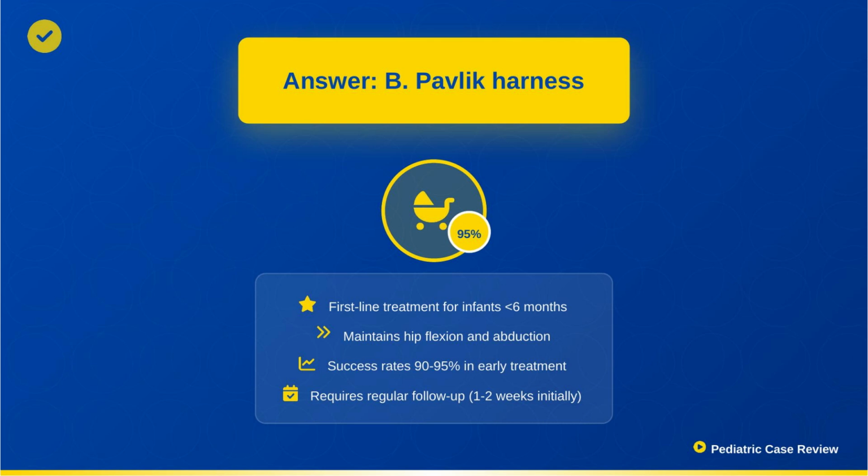Pavlik harness. This dynamic splint is the first-line treatment for infants younger than 6 months with developmental dysplasia of the hip. It maintains the hip in flexion and abduction, which is the position of stability. Success rates are 90 to 95% when treatment is initiated early. The harness requires regular follow-up, typically every 1 to 2 weeks initially, to ensure proper positioning and effectiveness.